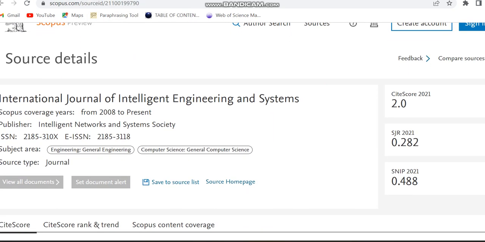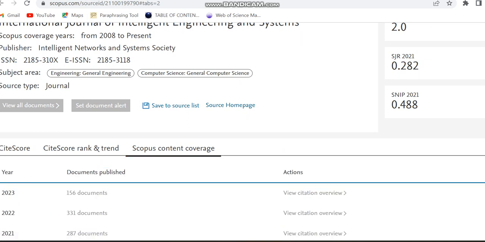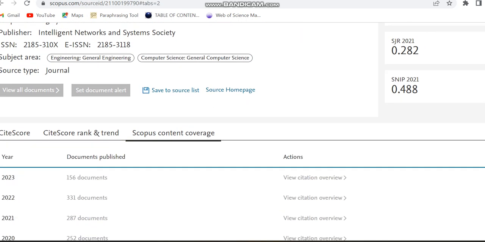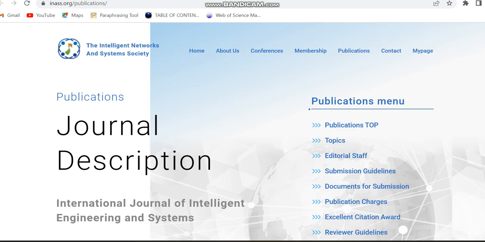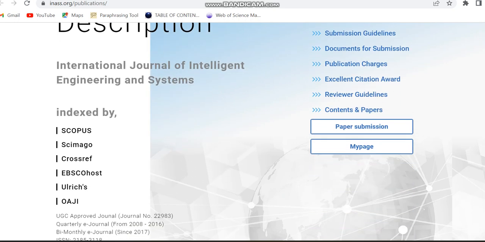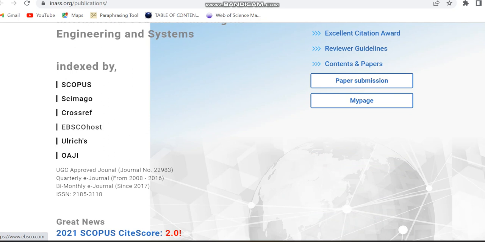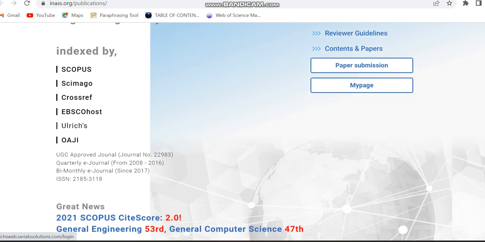Before that, I am looking at the Scopus content coverage to confirm how many articles this journal has published so far. In 2022, it published nearly 331 documents, and in 2023, already 150 documents have been published. So we can check the journal details. It is indexed in Scopus, and apart from that, it is also indexed in some other indexing services. It is a UGC approved journal, and its journal number is also given. I haven't checked whether it is UGC approved, so please check whether it is UGC approved.